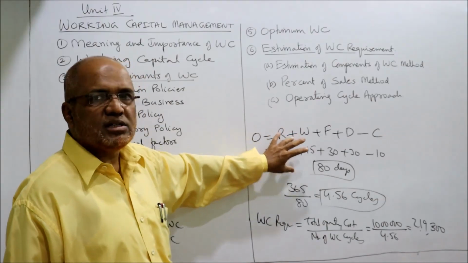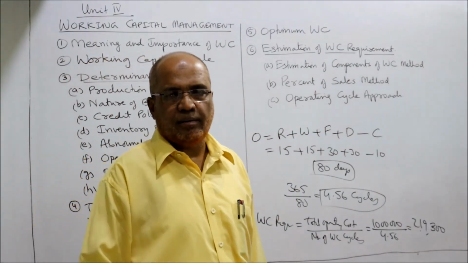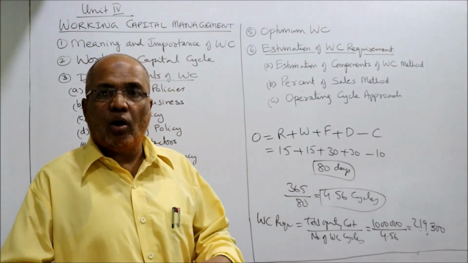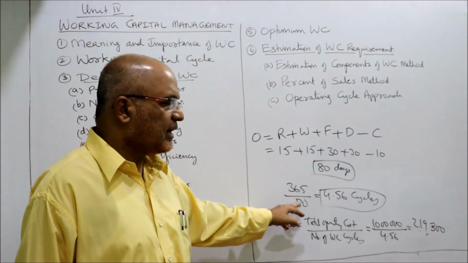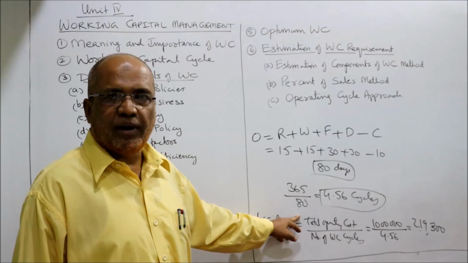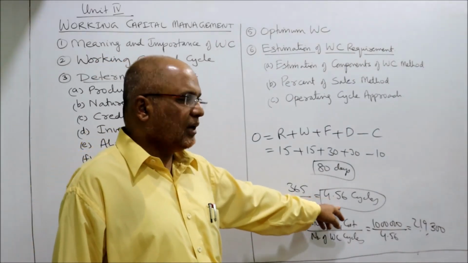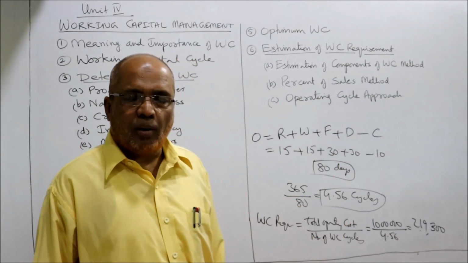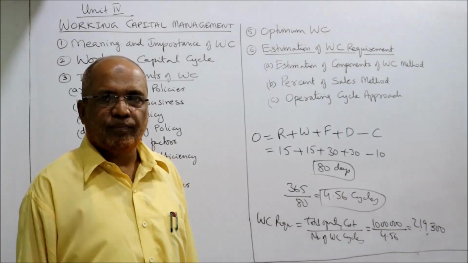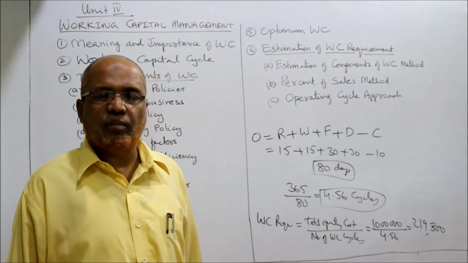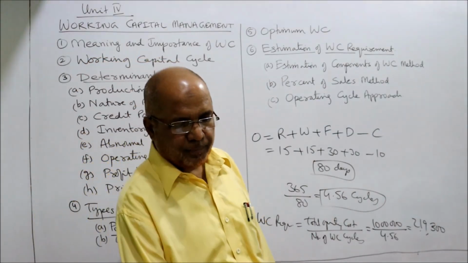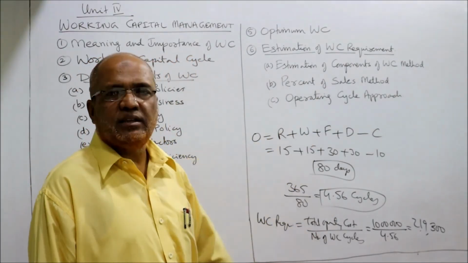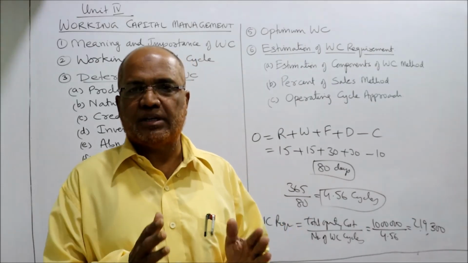First, we determine the duration of one operating cycle. Secondly, we calculate how many operating cycles will be conducted in 1 year, so 365 divided by one operating cycle period gives the number of operating cycles. The total operating cost divided by the number of operating cycles gives the working capital requirement. This is the complete theory of working capital management.